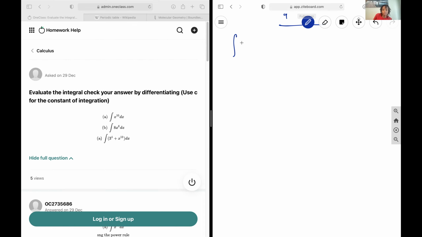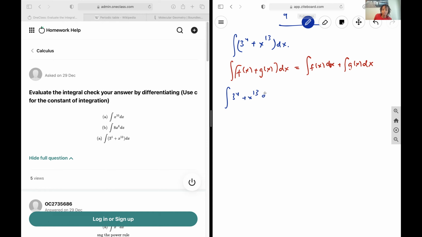Lastly, we are going to be integrating 3 to the power of 4 plus x to the power of 13. This is all over dx. So we are going to use the additive property that the integral of f of x plus g of x over dx is equal to the integral of f of x over dx plus the integral of g of x over dx.